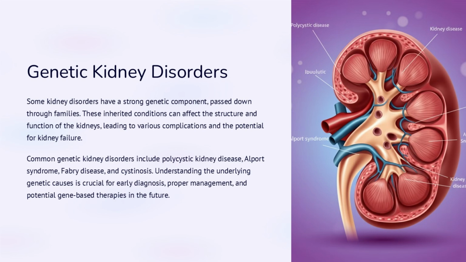These inherited conditions can affect the structure and function of the kidneys, leading to complications and potential kidney failure. Some common genetic kidney disorders include polycystic kidney disease, Alport syndrome, Fabry disease, and cystinosis. Understanding the underlying genetic causes is crucial for early diagnosis, proper management, and potential gene-based therapies in the future. This slide provides an overview of how genetic factors can contribute to certain kidney diseases.